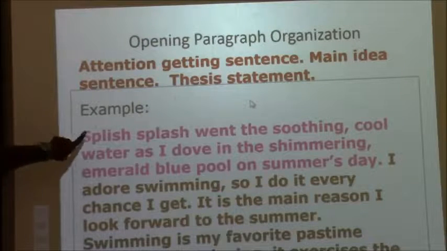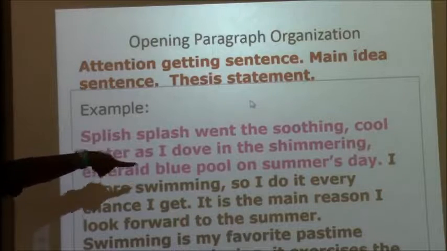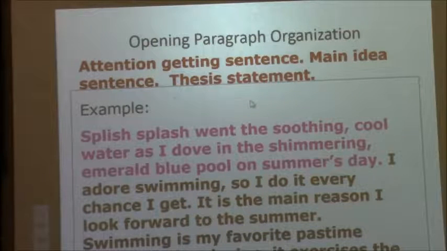And do y'all see I even did alliteration? Y'all saw that splish splash? Those things that you are taught in figurative language, yes, they go in your writing. It makes it interesting. It makes people want to read it. It captivates people. Okay? And right here, y'all see the bridge?